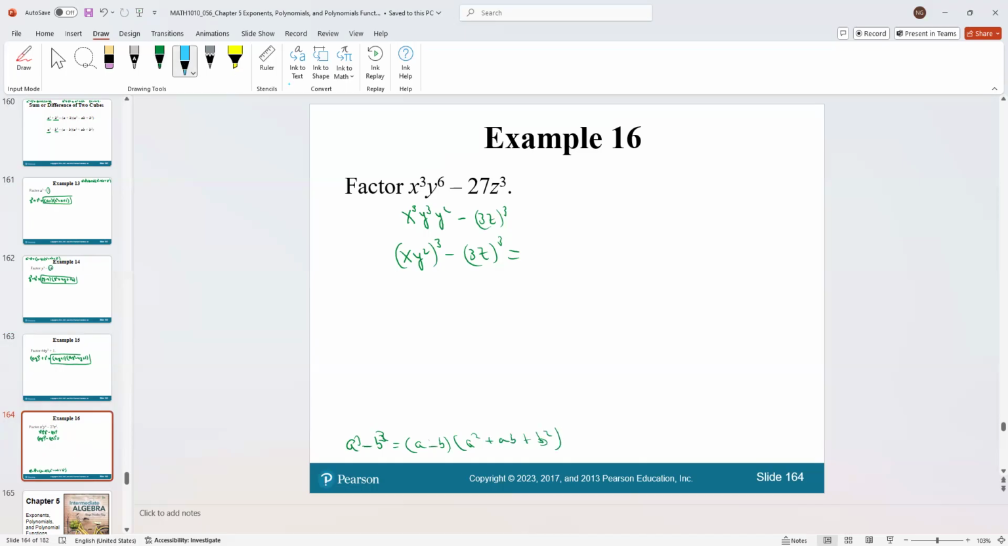Now, reading this clearly, it would be xy squared minus 3z. First term power 2 now: xy squared power 2 gives us x squared y to the fourth power, because we raise it to power 2. Plus ab: 3z times xy squared, so that means we're going to have 3xy squared z. And 3z power 2 gives you 9z squared.